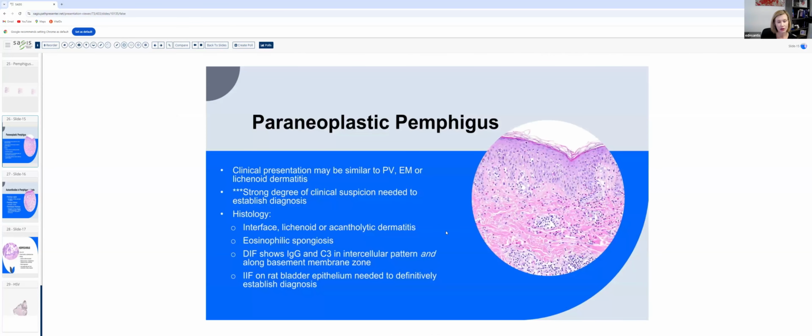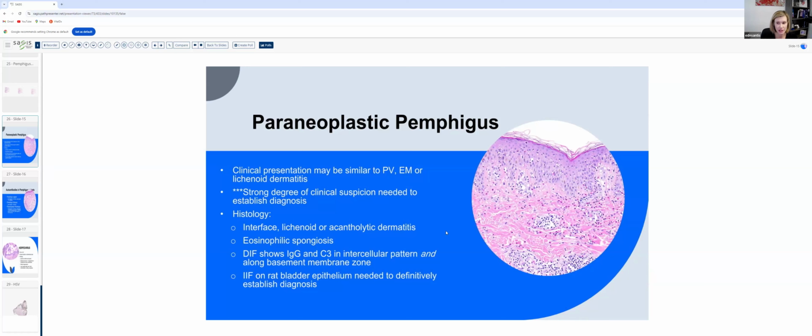Paraneoplastic pemphigus also requires a very strong degree of clinical suspicion. It's extremely uncommon and difficult to diagnose clinically and histologically, and we need very specialized studies to make the diagnosis. Clinically, this can present with findings similar to pemphigus, to erythema multiforme, or even lichenoid dermatitis. And histologically, there are a range of presentations as well.